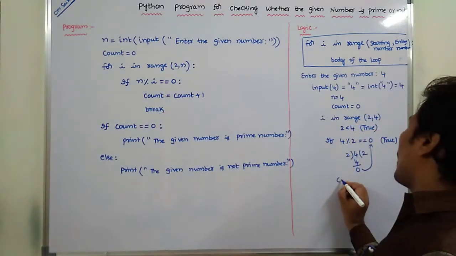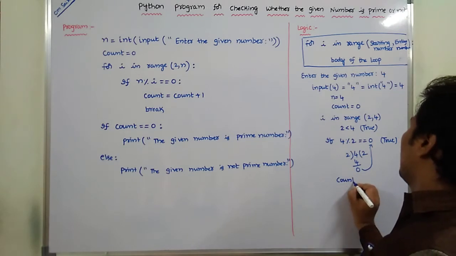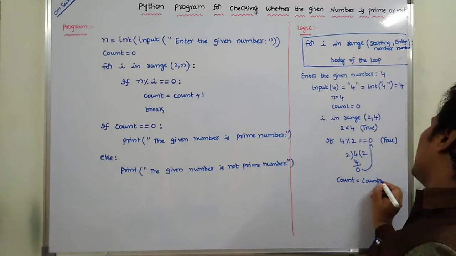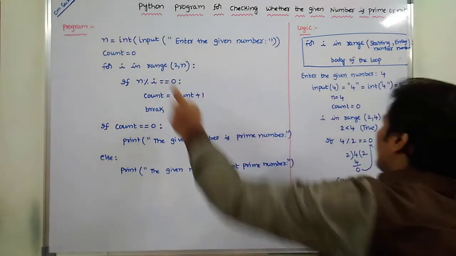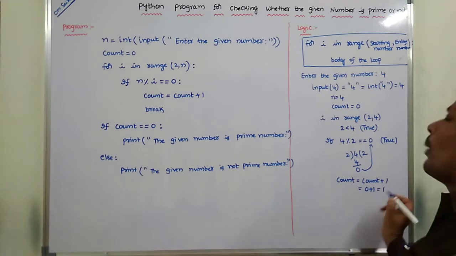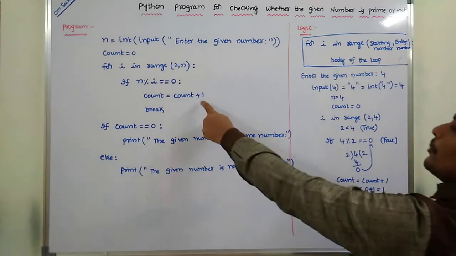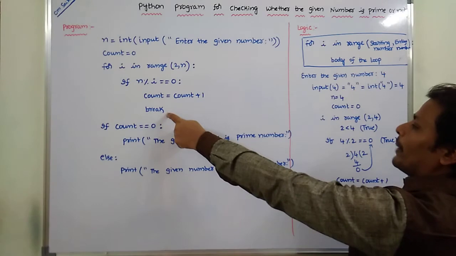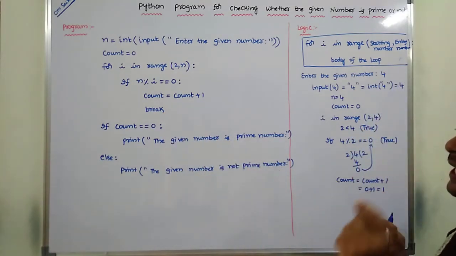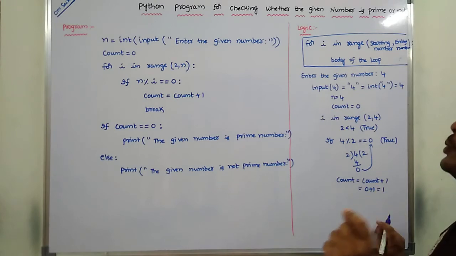In the if block, count is equal to count plus 1. Initially what is the count value? Count value is 0, so 0 plus 1 is equal to 1. The count value is incremented. Now break. What is the purpose of the break statement? The break statement is used to exit from the given for loop.